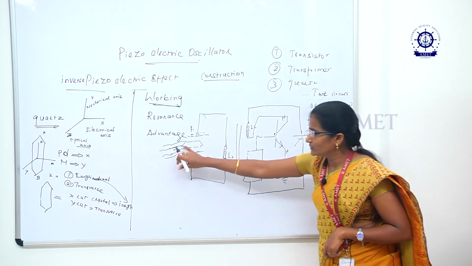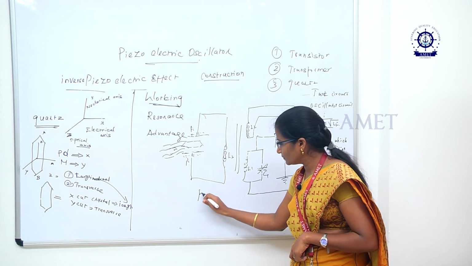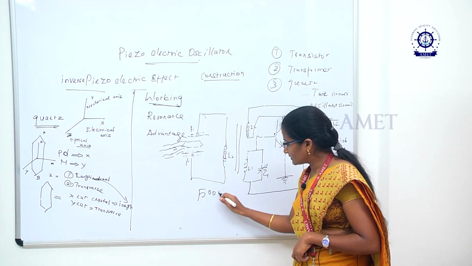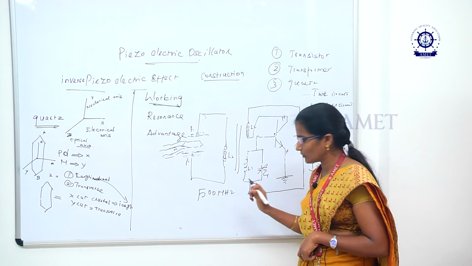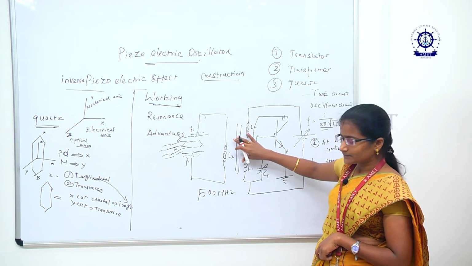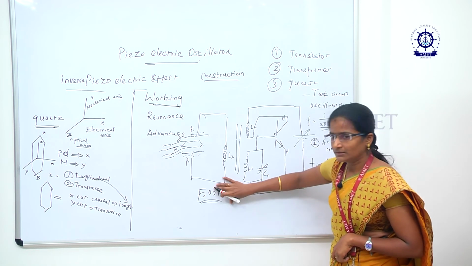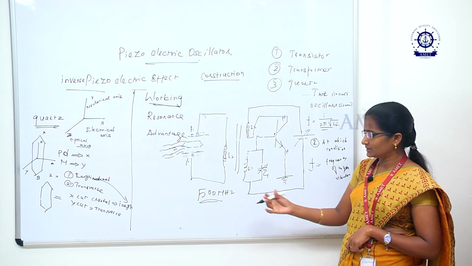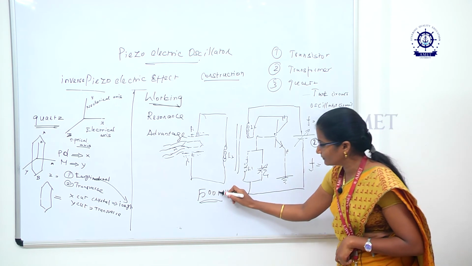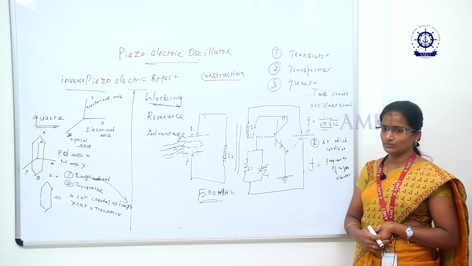So, after producing the ultrasonic waves using this quartz crystal, a maximum of 500 megahertz of ultrasonic waves can be produced by this ultrasonic oscillator. Okay, this is the main advantage of this oscillator: a maximum of 500 megahertz of ultrasonic waves is produced by this oscillator.